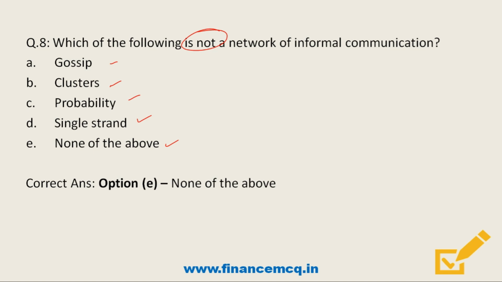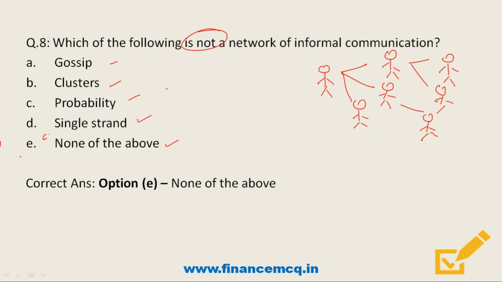So first is gossip. So friends, gossip happens when everyone is talking with each other in a group. And friends, cluster happens when an individual shares the information to a group of individuals, who will in turn pass on the information to other individuals. And friends, in case of probability, each individual randomly tells another individual some message, while in case of single strand, one individual shares a piece of information to other person, and the other person will go on to communicate it to the other person, and this will go on. So friends, I hope all of these different networks of informal communication is clear by now.